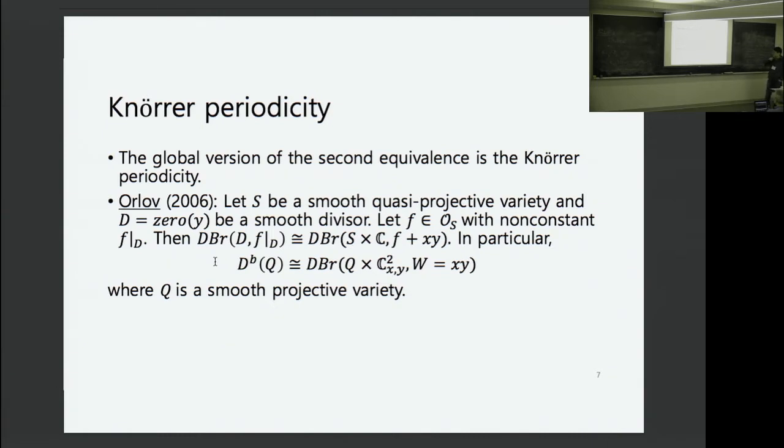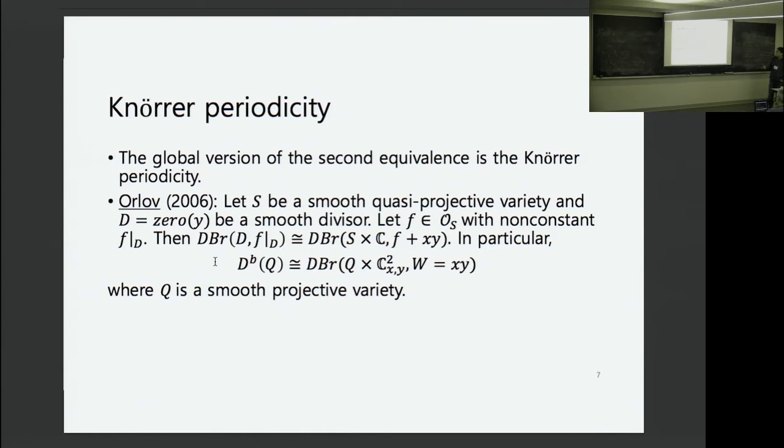he proved this theorem. If you have a smooth quasi-projective variety S and a regular function Y, and the zero locus is a smooth divisor, that's the assumption. And suppose you have another regular function which is not constant when restricted to D. Then the derived category of D is equivalent to the derived category of matrix factorizations on S times C with the superpotential F plus S1. In particular, if you take this to be zero, then we have this equivalence: the derived category of the Calabi-Yau, or smooth projective variety Q, is equivalent to the derived category of matrix factorizations on Q times C2 with superpotential X times 1.